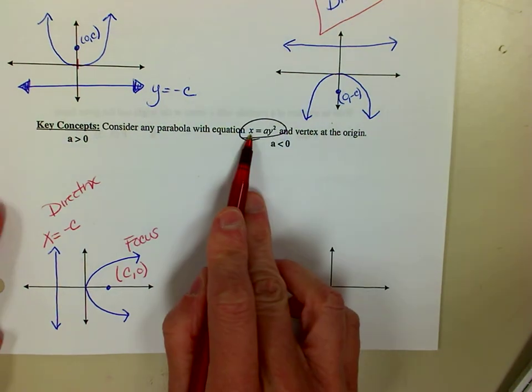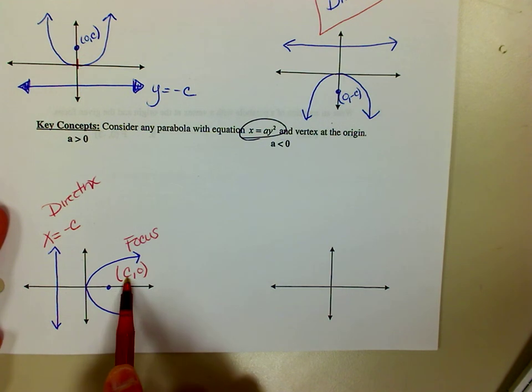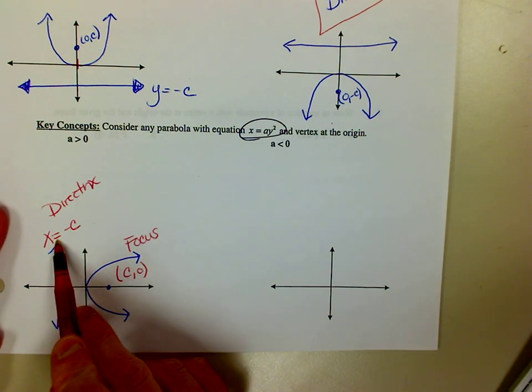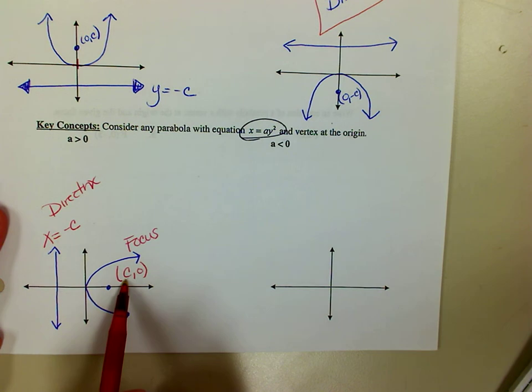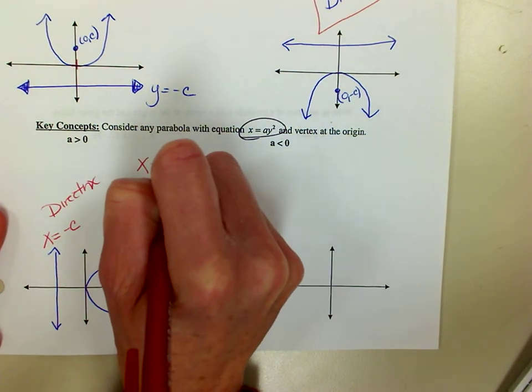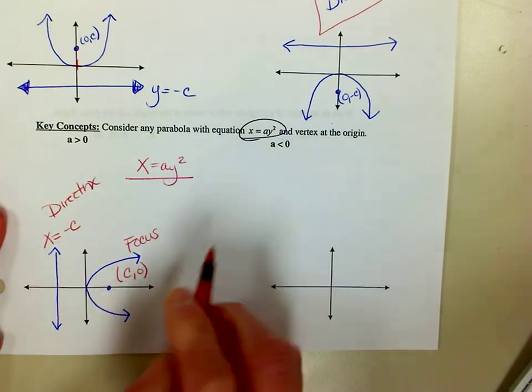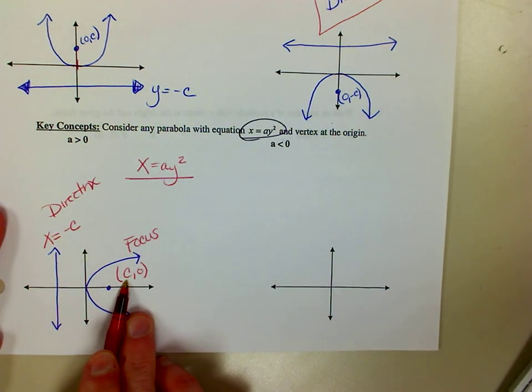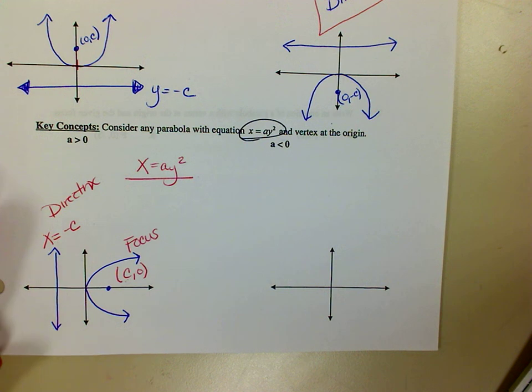So if it's x equals, the focus is in the x spot, and the directrix is x equals. They're going to be opposite signs as well. If this is a positive A, I forgot to write down the equation. If it's a positive A, the focus is positive, and the directrix is the opposite.